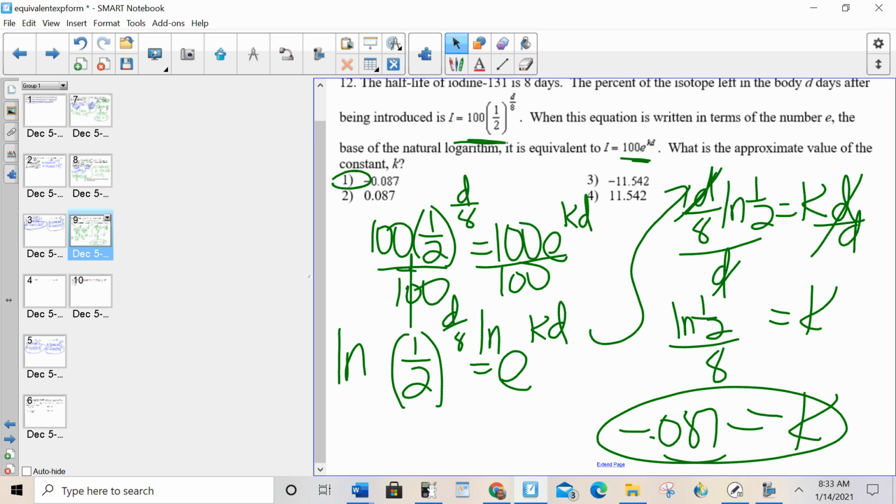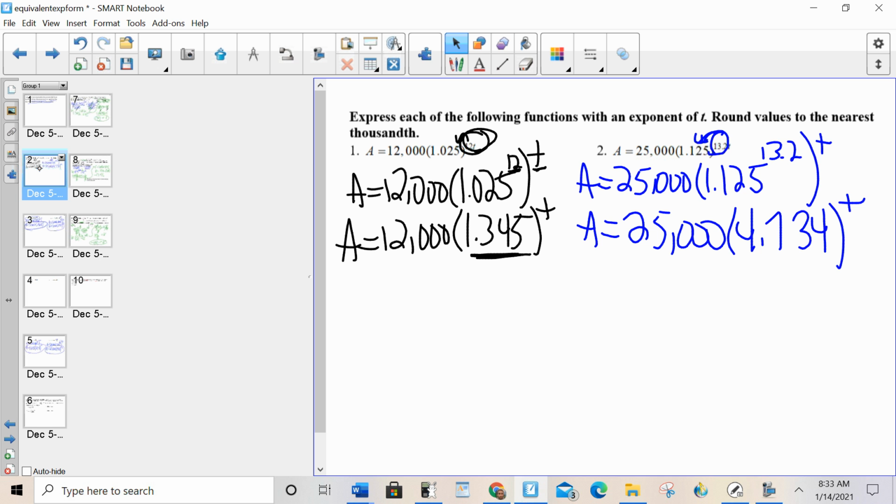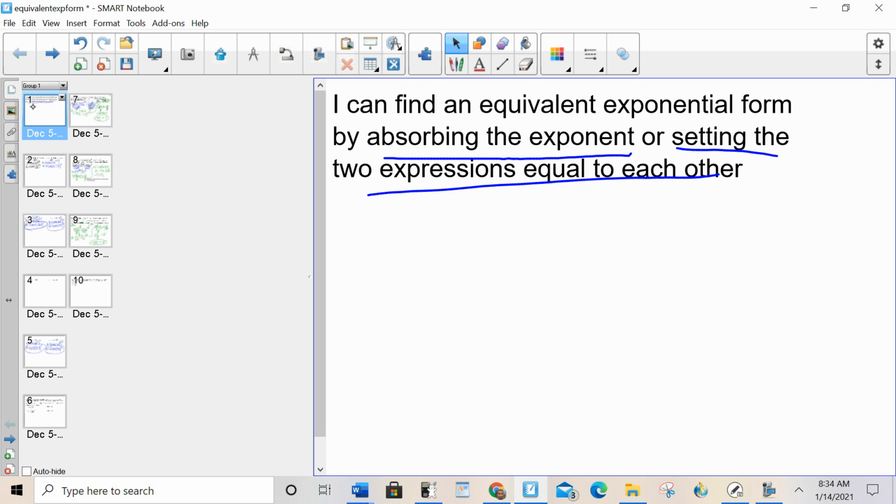So there's two types of questions in this lesson. They're both equivalent exponential forms. If it's giving you two forms and they want a missing variable, you set them equal to each other because they're equivalent, they're equal. If they want just a t in the exponent, then you absorb whatever's with the t into the parentheses. Your classwork/homework is to finish this worksheet, and we're going to build upon this in at least the first thing on this lesson in the next lesson.